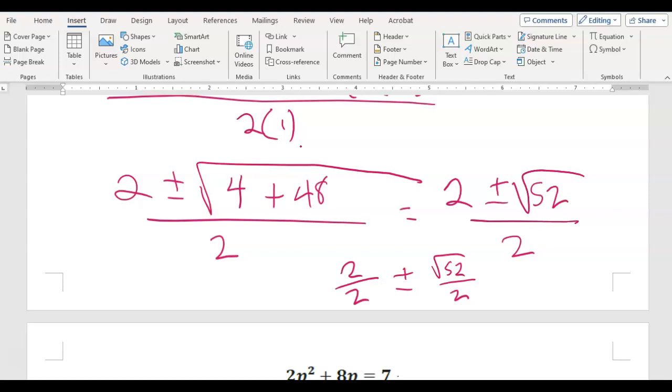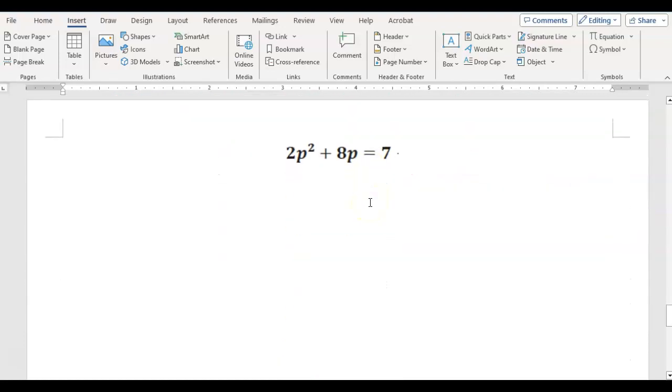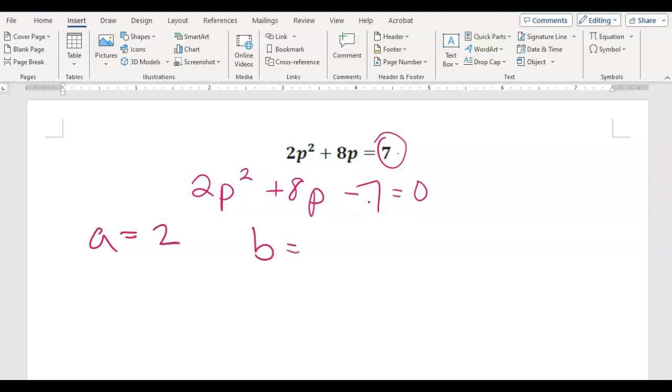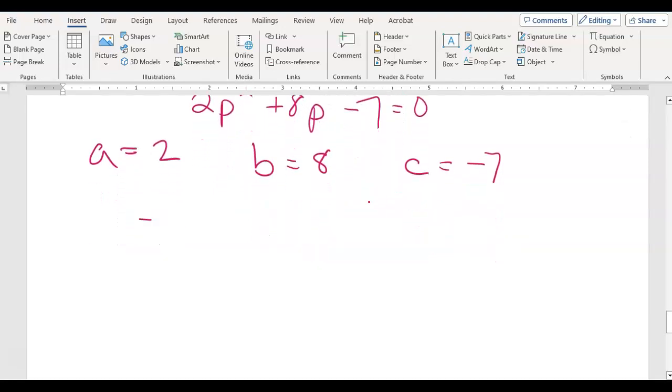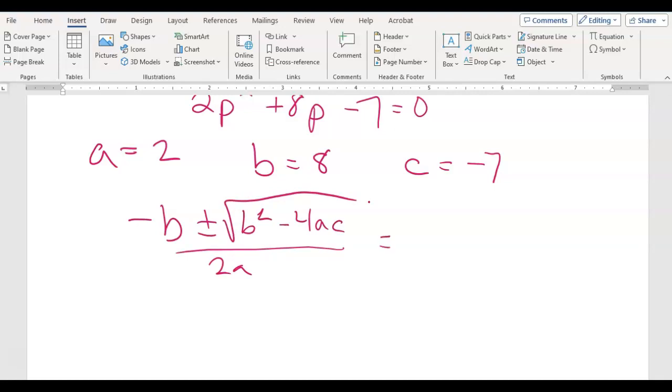All right, let's look at this one. This one is interesting because the 7 is on this side. So I need to move it to the other side to make it 2p squared plus 8p minus 7 equals 0. So a equals 2, b equals 8, and c equals negative 7. So now you can plug in negative b plus or minus the square root of b squared minus 4ac over 2a, which is our equation. So negative 8 plus or minus the square root of 8 squared minus 4 times 2 times negative 7 all over 2 times 2.